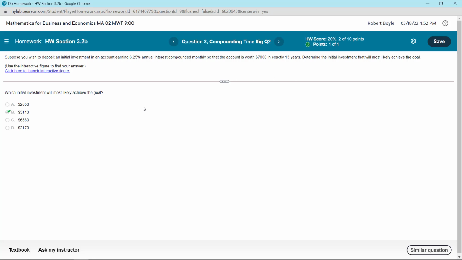Here is question 8. Suppose you wish to deposit an initial investment in an account that is earning 6.25% annual interest compounded monthly, so that it is worth exactly $7,000 in exactly 13 years. Determine the initial investment that would most likely achieve that goal. Now, we can do the math, but we don't have to because we get to use our interactive figure.